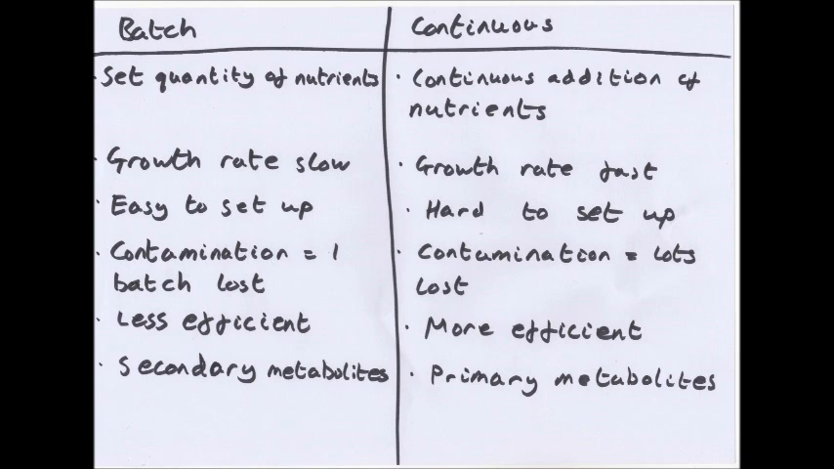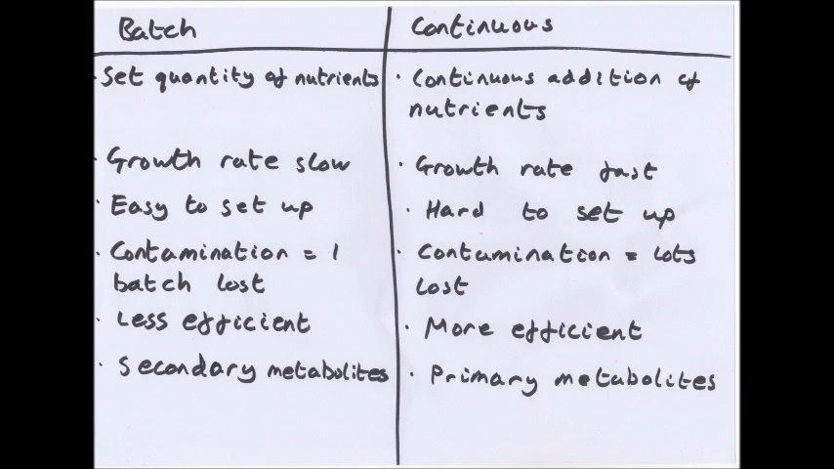It's easy to set up and maintain, relatively. Trained scientists, or trained people in fermenters, can do it. If contamination occurs, you lose one batch. You'll just have to get rid of the whole batch and start again. Clean it, done. Less efficient. Since fermenters are not in use all the time, you put some stuff in, wait, take it out, sterilize, put it back in, take it out. You're not getting as much of a product as you could. And this is generally used for secondary metabolites.